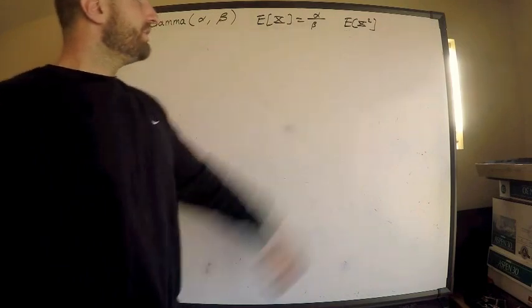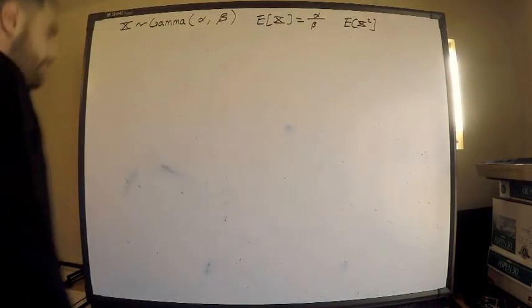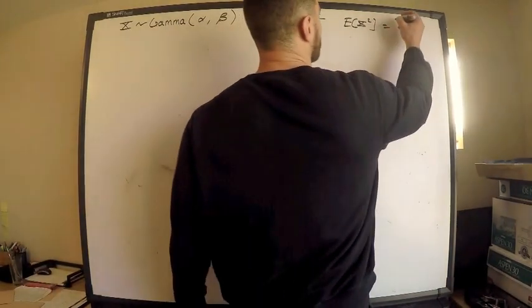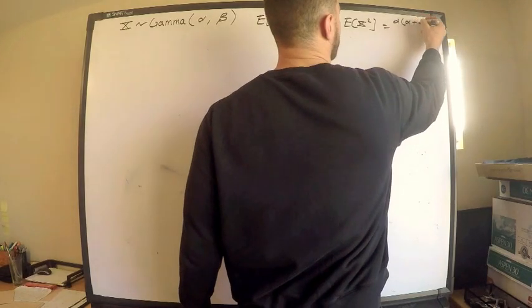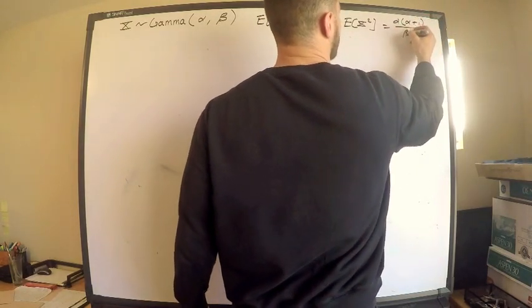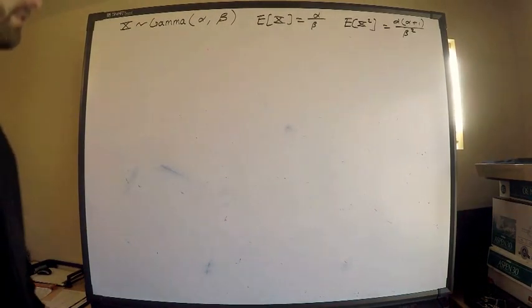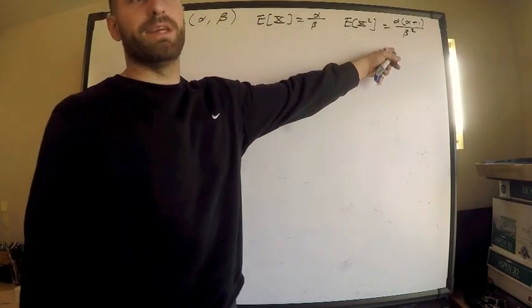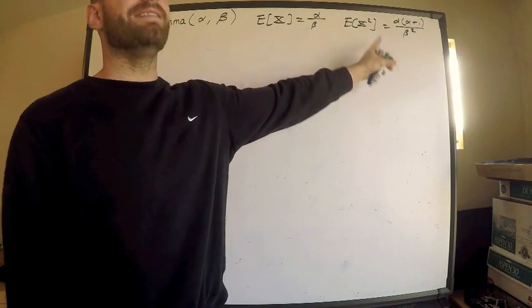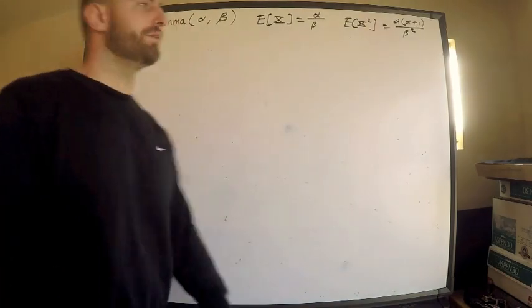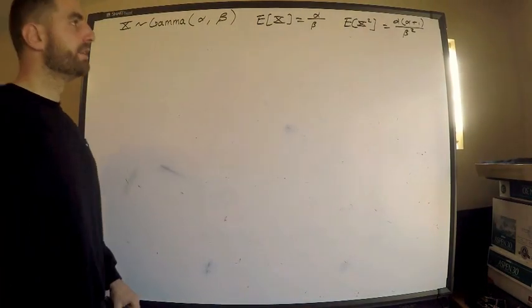The second moment, what you should get is that it's equal to alpha times alpha plus 1 over beta squared. Okay, and you can convince yourself that this is right. And by the way, this doesn't really matter for exam P. I haven't seen this come up whatsoever. I did see the third moment come up one time. That was annoying. But they gave you the MGF.